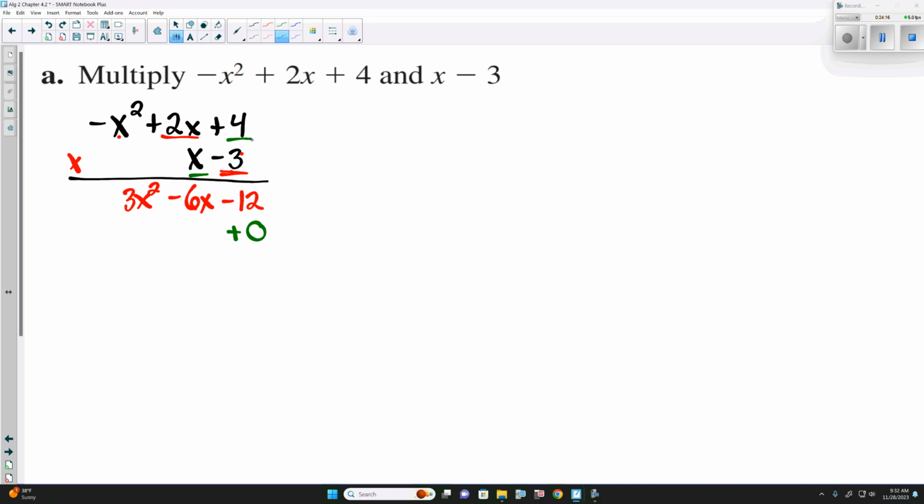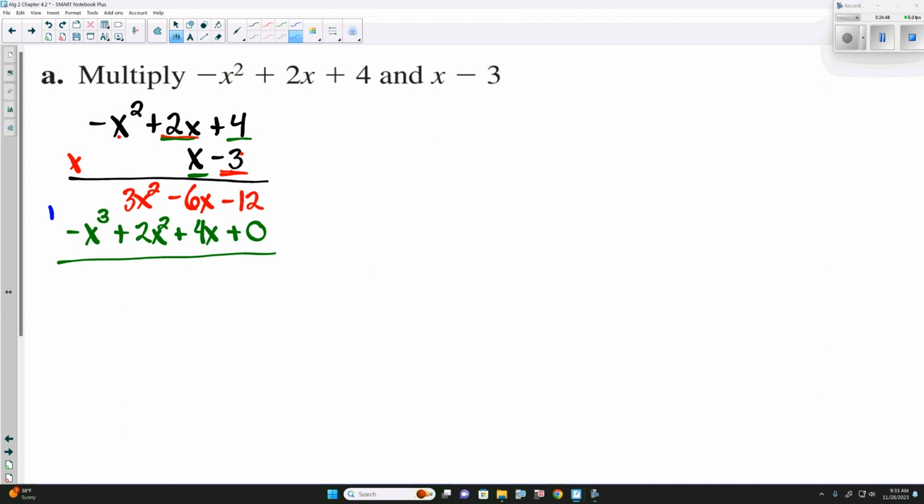And now we're at the x. X times our 4 is 4x. X times our 2x is 2x squared. And since it's positive, we're really adding a plus. And x times negative x is negative x cubed. Or x times our x squared would give us x cubed. Because x and x squared.